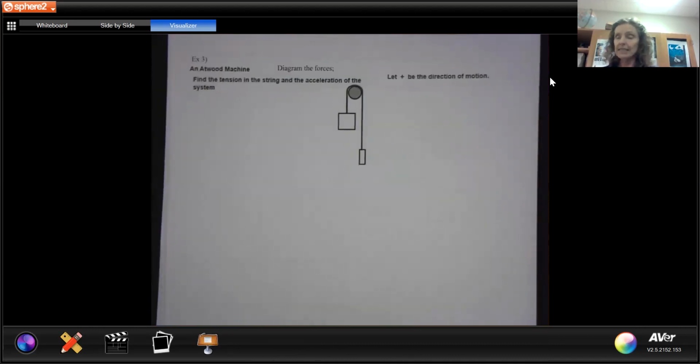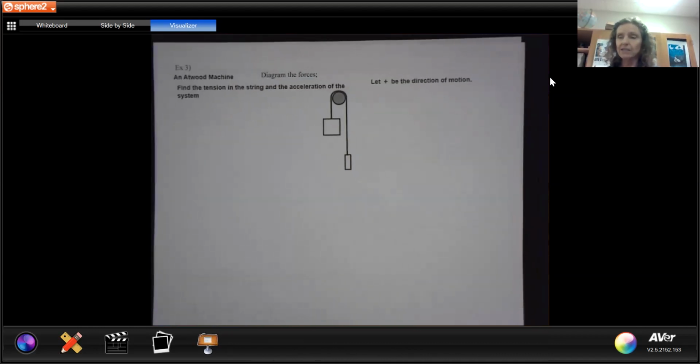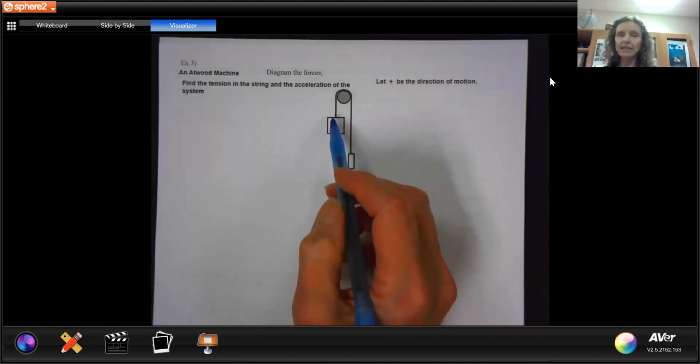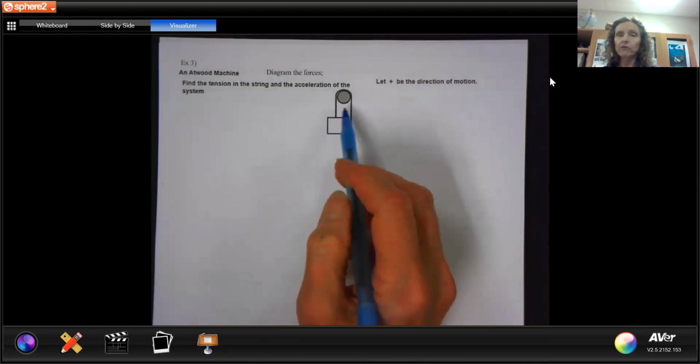Okay, here's a really interesting system. A man named George Atwood asked a very interesting question. He said, which way does gravity pull? Let's say it pulls down. What if I had two things gravity was pulling on? And what if I connected them by a string and put them over a pulley?